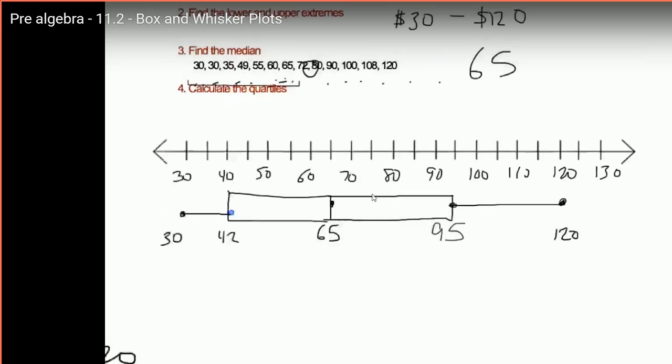Right? So then we call this part whisker, and we call this part whisker, and we call this part box. And here we have the median, and here we have lower quartile, and here we have upper quartile, and here we have upper extreme and lower extreme.